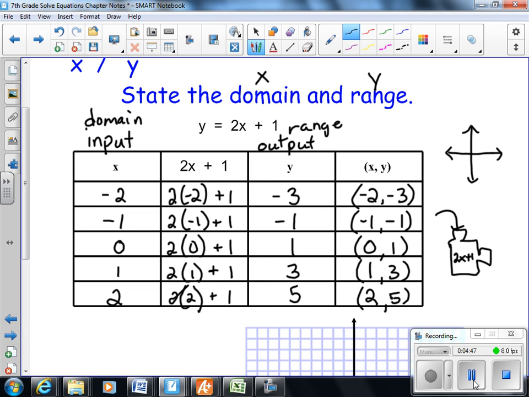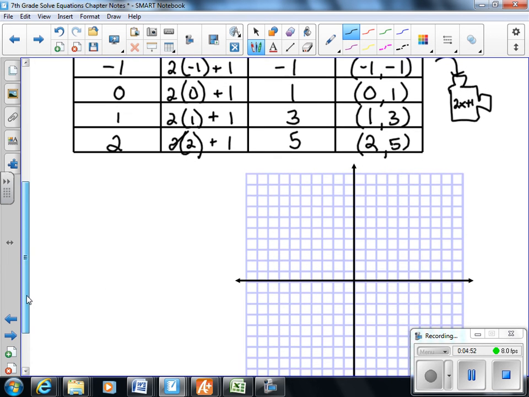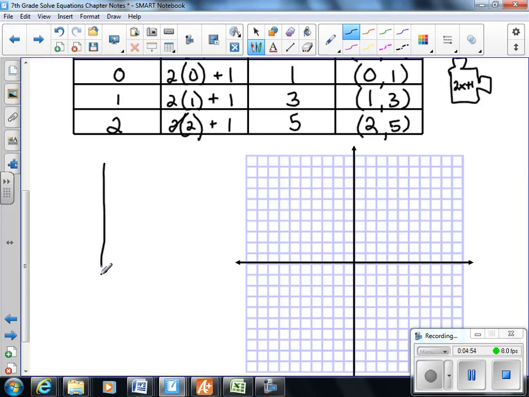Okay, show me fist to 5. Ready to move on? Okay, now I want you to make a grid, and you can just sketch your grid like this on your paper and make little hash marks. 1, 2, 3, 4, 5, 6. 1, 2, 3, 4, 5, 6.